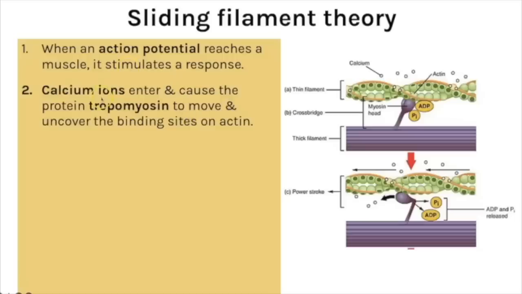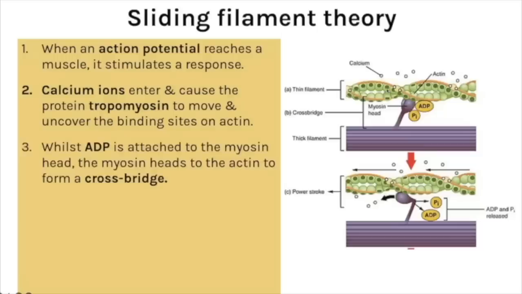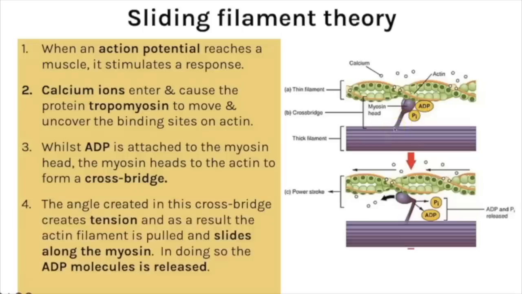It does this by causing calcium ions to release from the sarcoplasm, and what this does is it causes the tropomyosin, which is the protein that covers the actin binding sites, to move out of the way, and therefore these binding sites are now exposed. Whilst ADP is attached to the myosin heads, which we can see here, the myosin head is able to bind to these exposed actin binding sites, and it forms what we call a cross bridge.